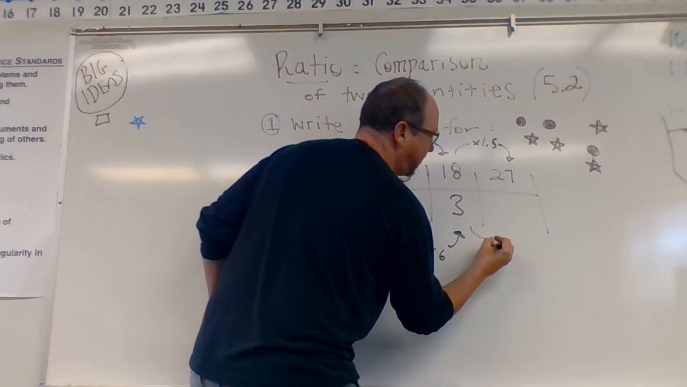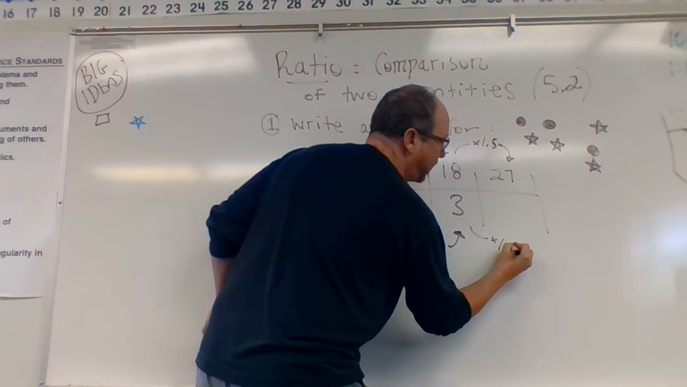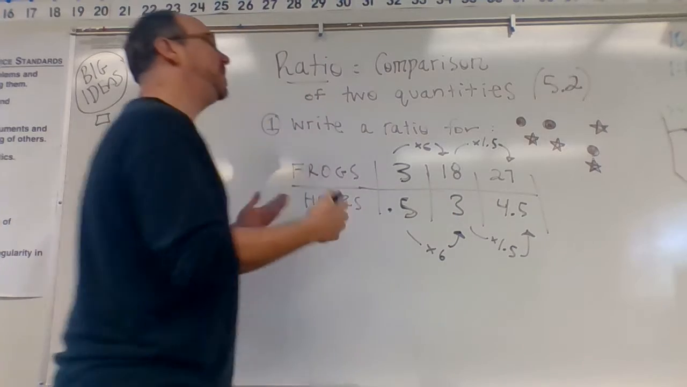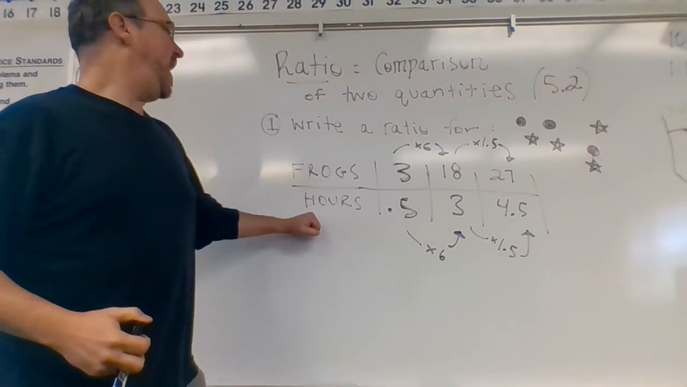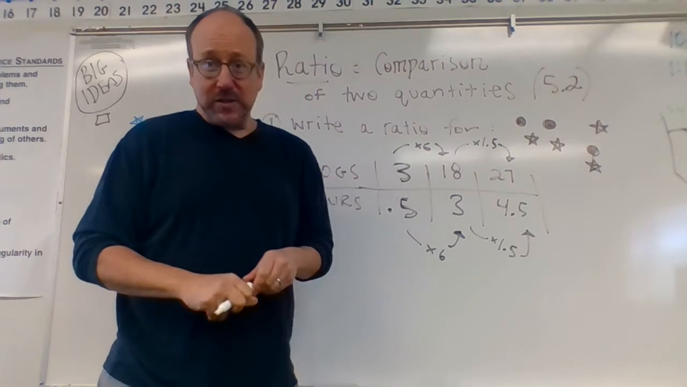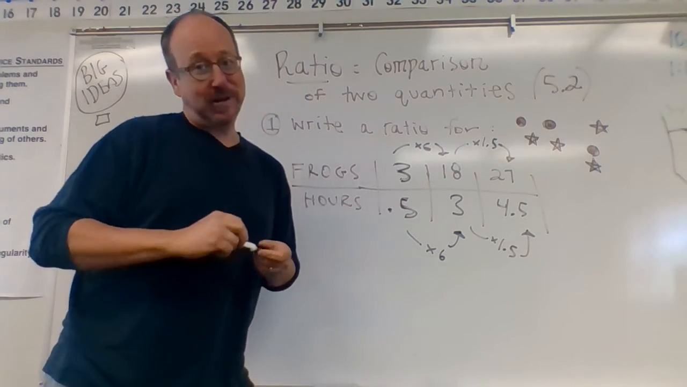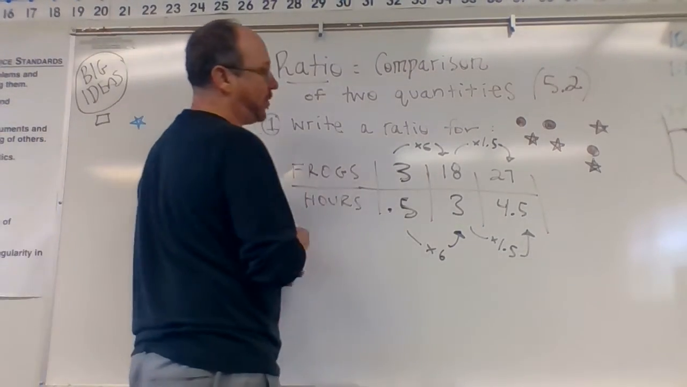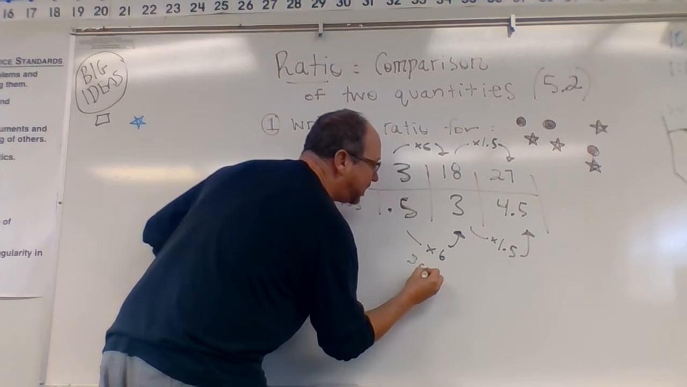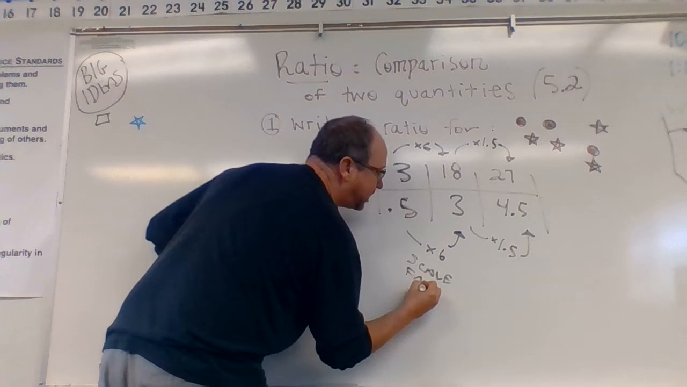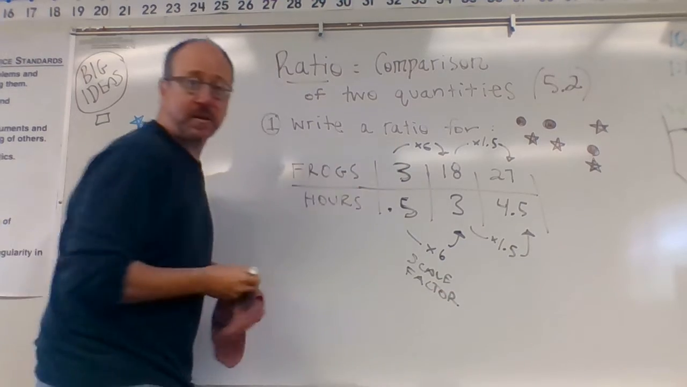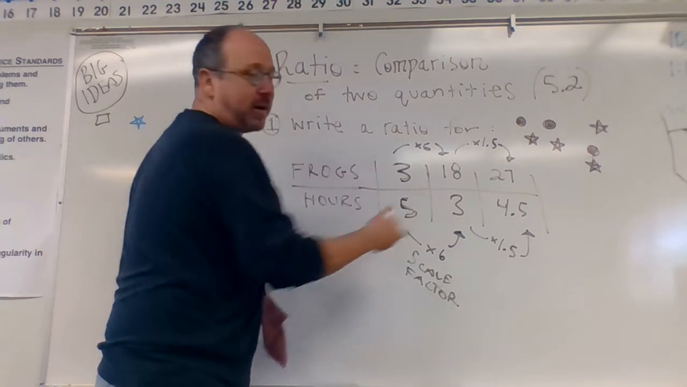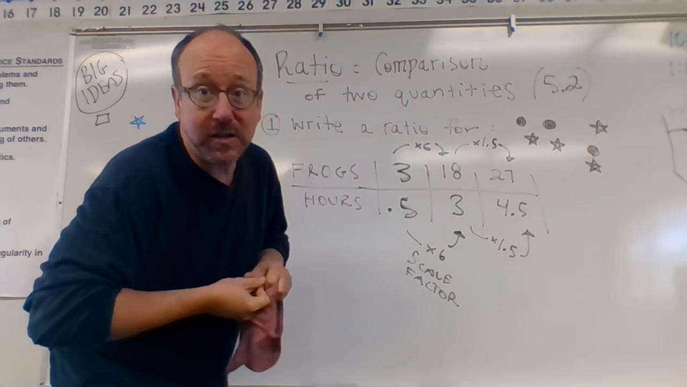So we're going to do the same thing here. 3 times 1.5 is what? It's 4.5. 3 times 1, plus 3 times 1/2, is 4.5. So every 4.5 hours, you would catch 27 frogs. That's a lot of frogs. So here we're working with a ratio table, completing a ratio table, looking for the scale factor. That is the scale factor, how much the multiplier is between the values in your table.